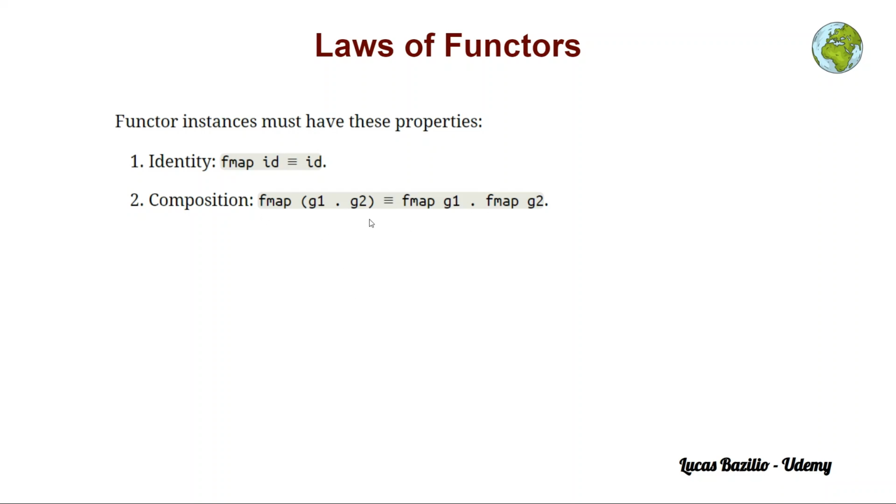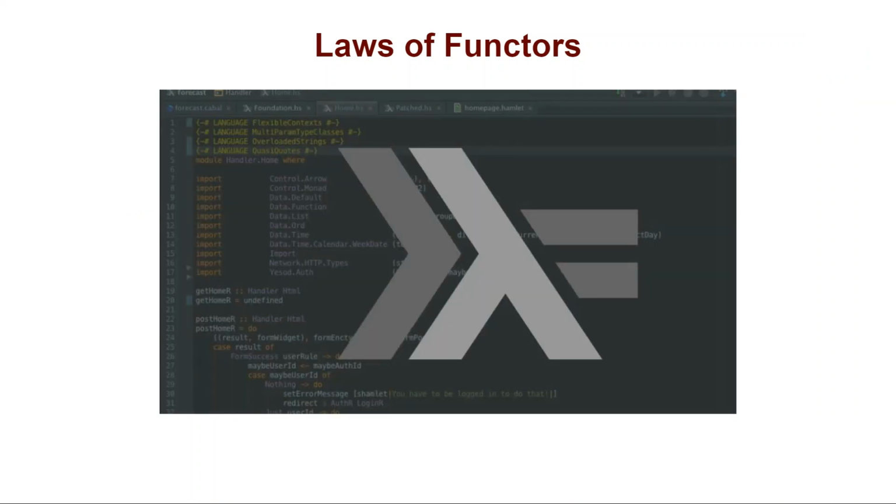If both of these ways are not equivalent, then the instantiation of that type with that implementation of the f-map function of the functor class will be wrong. We need to satisfy both of these laws. Very well. With this, we end this brief lesson on the laws of functors.